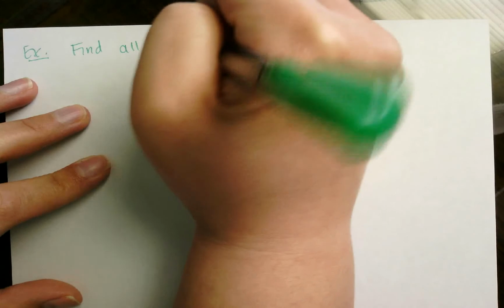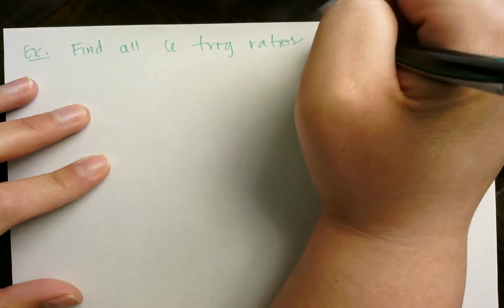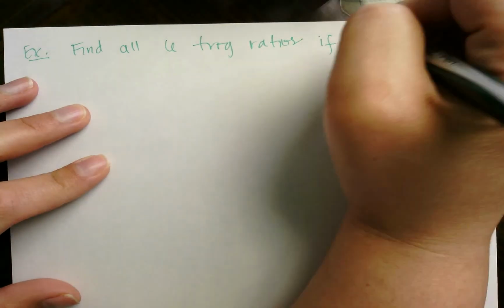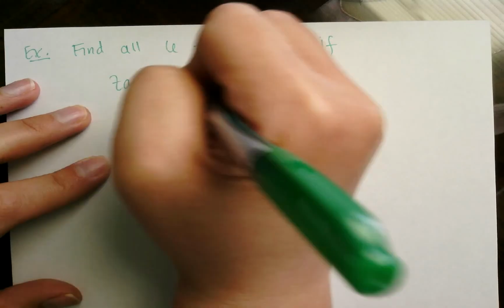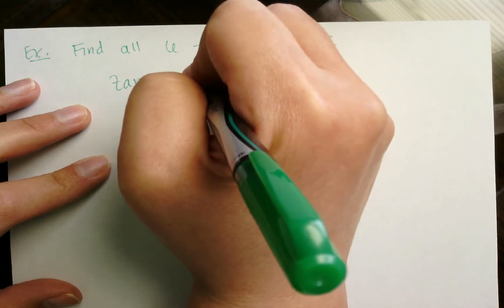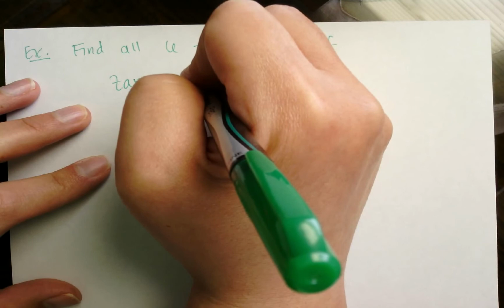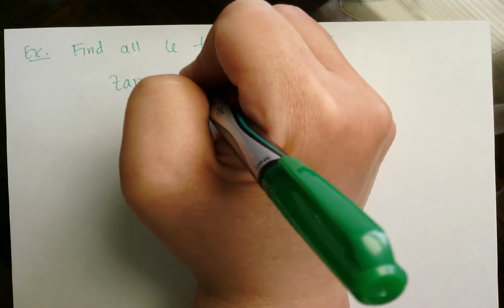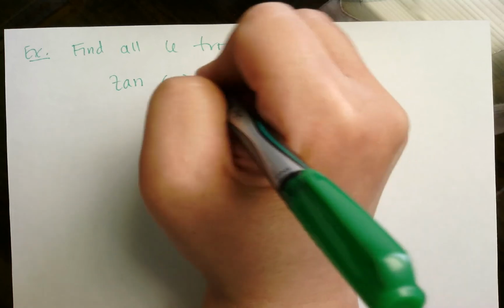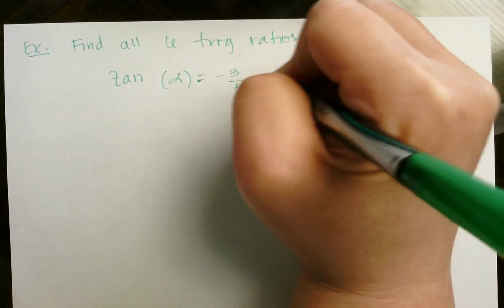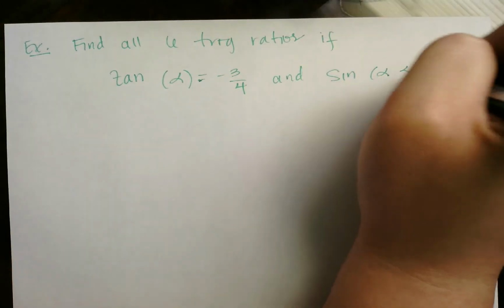Example. Find all 6 trig ratios if tangent of alpha equals -3/4, and sine of alpha is less than 0.